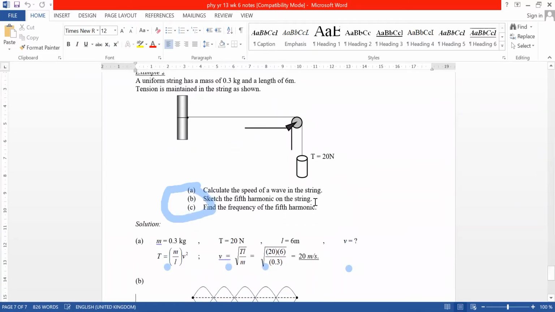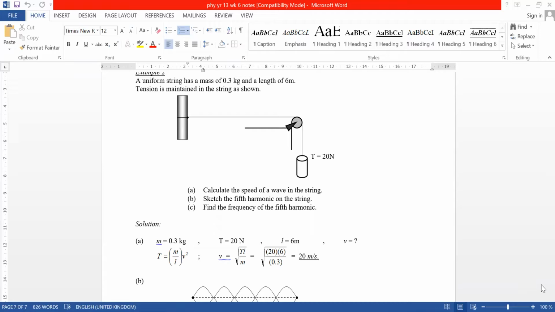It says calculate the speed of the wave in the string. To find the wave speed, we first need to find mu. We have done the different formula here: v equals the square root of T over mu. And mu will be 0.3 divided by 6, and then you'll have 20 divided by the answer, square root. It's going to give you 20 meters per second.